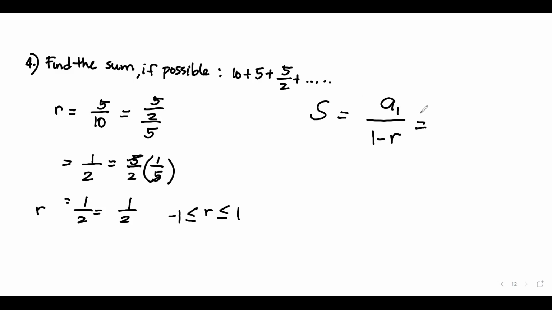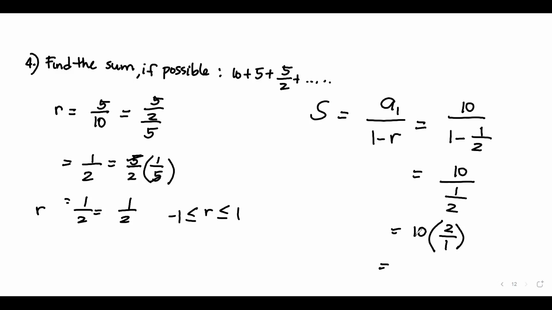Okay, simplify. The first term is 10 over 1 minus r, where r is 1/2. So we'll have 10 over 1 minus 1/2, that is 1/2. Dividing fractions again, copy the first one, proceed to multiplication, reciprocal of this. So we'll have 10 times 2, it's 20. That is the sum, 20. Okay?